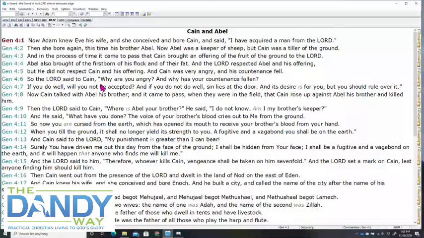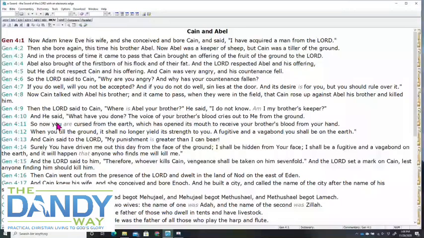So the Lord said to Cain, "Why are you angry? And why has your countenance fallen? If you do well, will you not be accepted? And if you do not do well, sin lies at the door, and its desire is for you, but you should rule over it." Now Cain talked with Abel, his brother, and it came to pass, when they were in the field, that Cain rose up against Abel, his brother, and killed him.